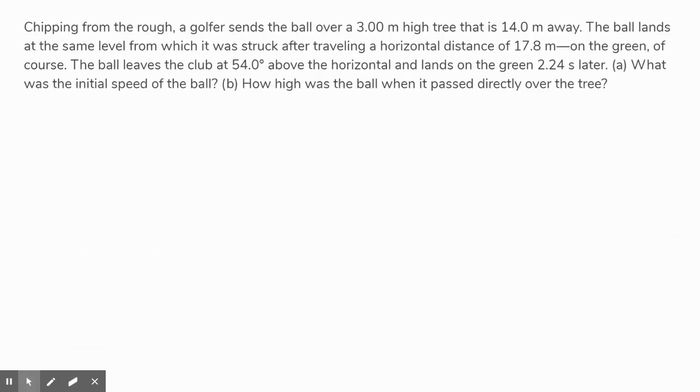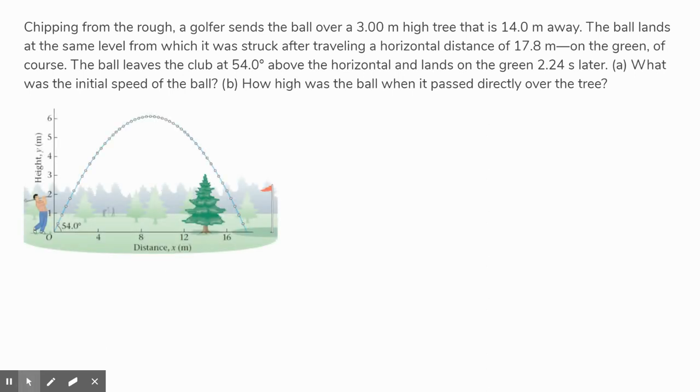And let's work another problem. Okay. So this time we have a golfer. And this golfer sends a ball over a 3-meter high tree that's about 14 meters away. The ball is going to land at the same level that it was struck, so it'll land at ground level. And it travels 17.8 meters horizontally. The ball is going to leave at an angle of 54 degrees above the ground, and it'll land 2.24 seconds later. So what was the initial speed of that ball? Well, we need a diagram. Okay, there's a lot of information here.